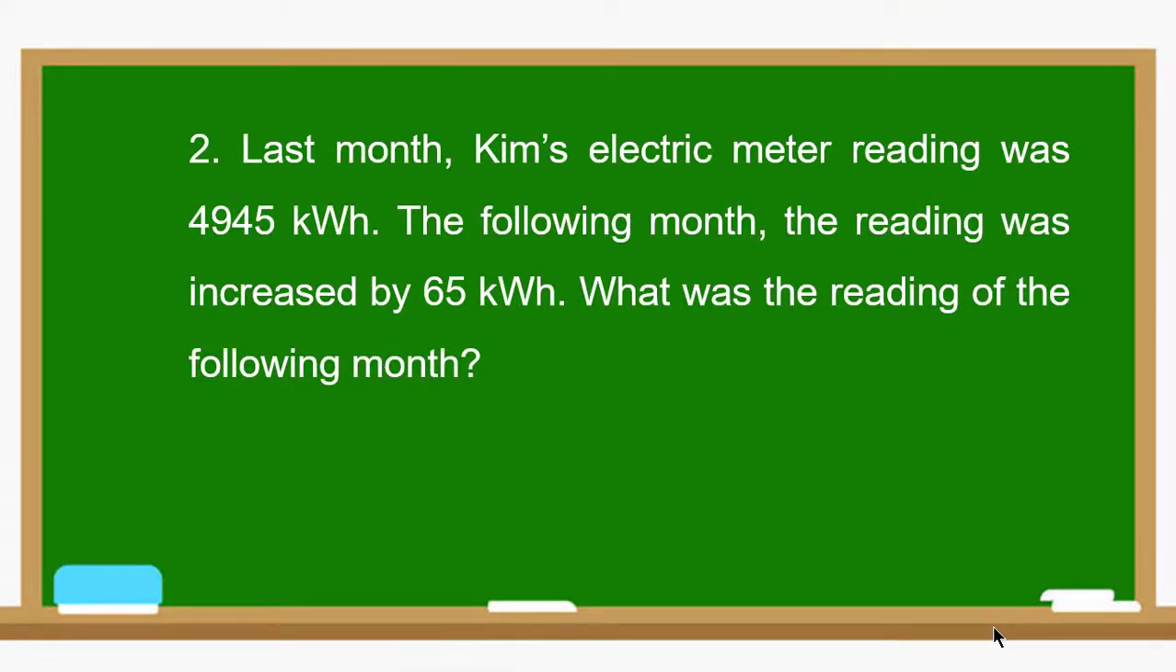Number 2. Last month, Kim's electric meter reading was 4,945 kilowatt-hour. The following month, the reading was increased by 65 kilowatt-hour. What was the reading of the following month? The correct answer is 5,010 kilowatt-hour. Do we have the same answer?